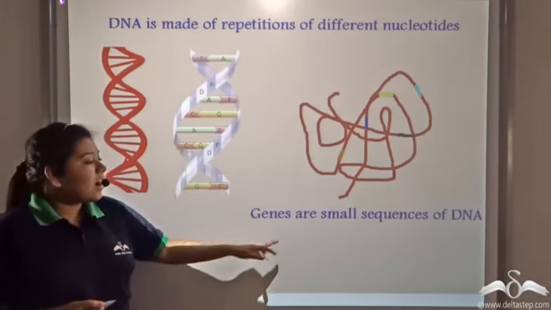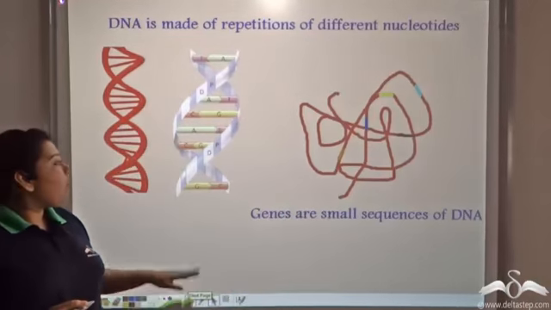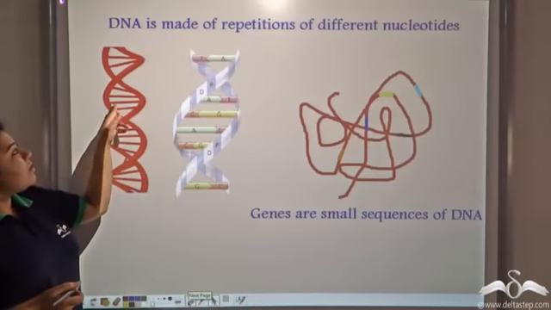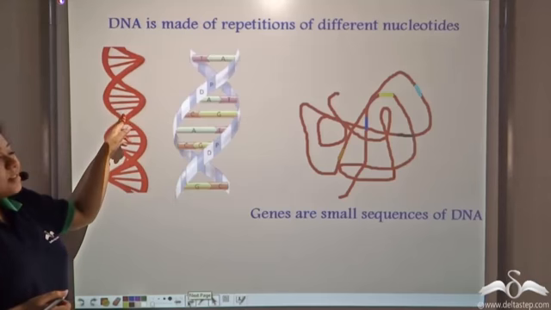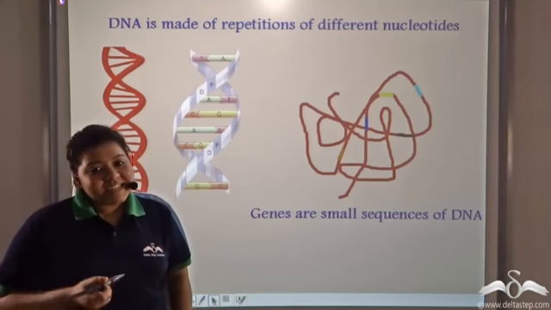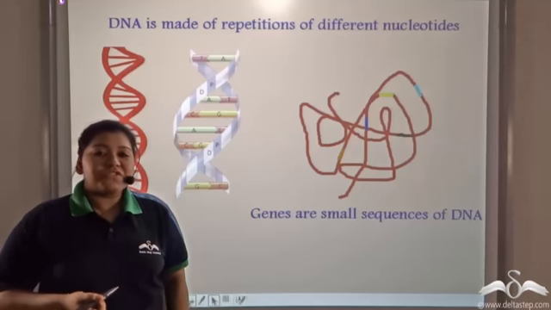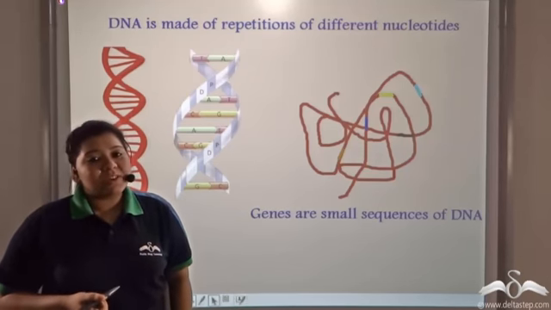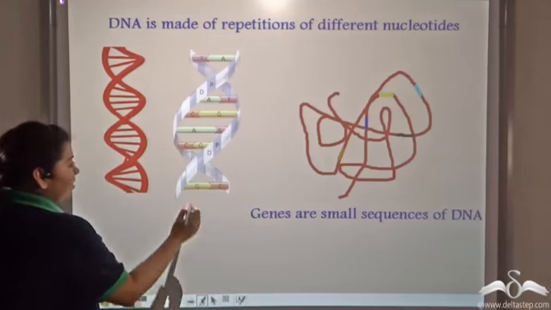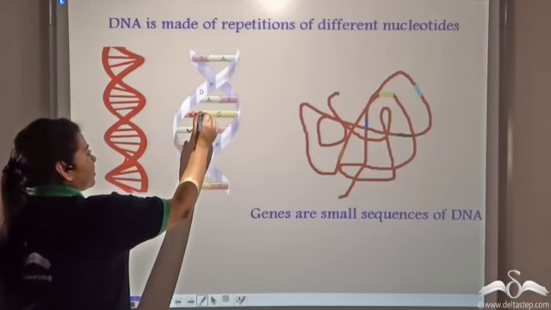Now, genes are small sequences of DNA, which is a double coiled structure. And in turn, these genes are made up of repetitive units known as nucleotides. See, these are the nucleotides.